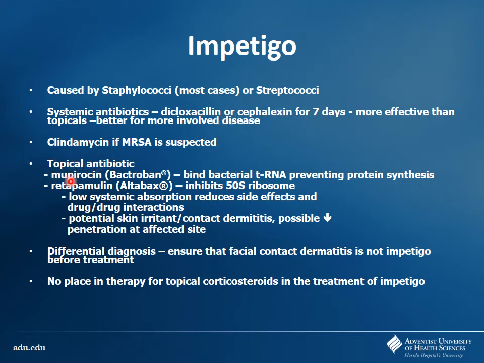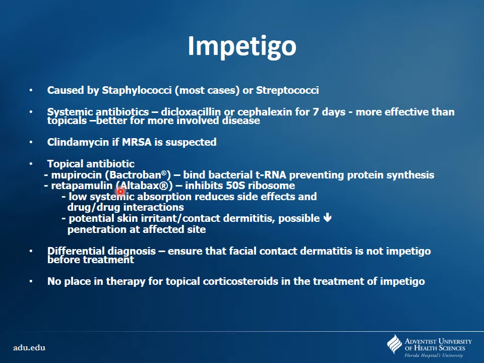Potentially, you could use topical antibiotics. We have one called mupirocin or Bactroban. This one works against bacterial tRNA protein synthesis. This is very good for covering MRSA, and sometimes you'll see that used in hospital patients who get a nasal swab for MRSA. If they're positive, they'll cover that in order to prevent spread of infection in the hospital.